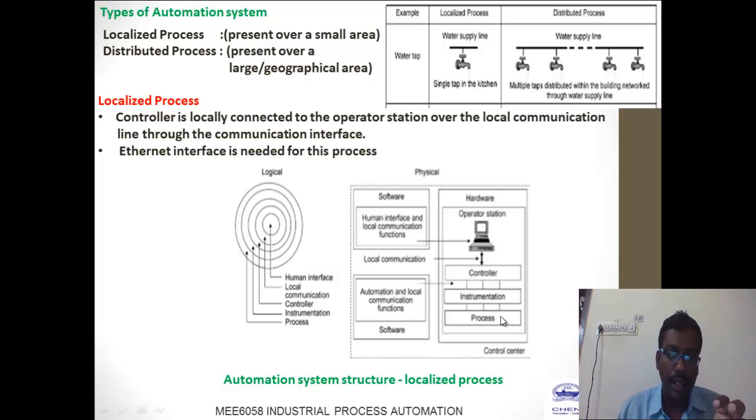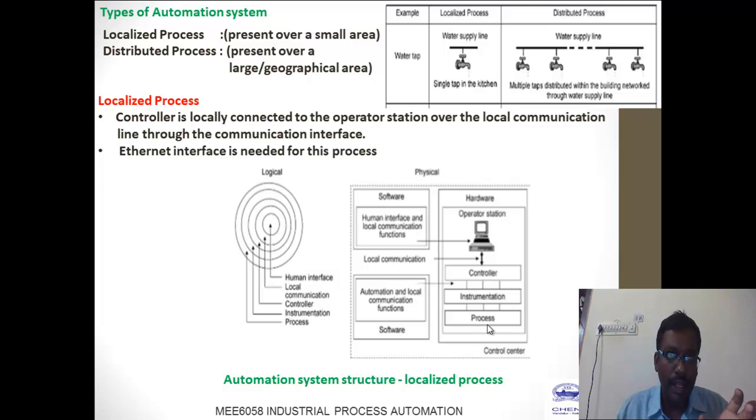The sensors and actuators monitor all three processes and transfer data to the controller, and through the server, that is called the operator station. From the operator station, I can monitor what is going on there. It is a localized process, meant only for a single process. In a single process, we are having limited subprocesses.